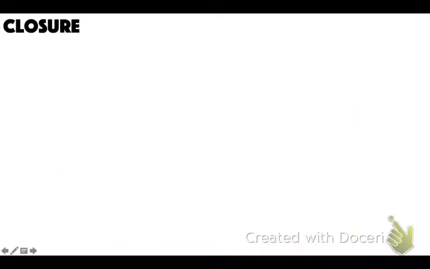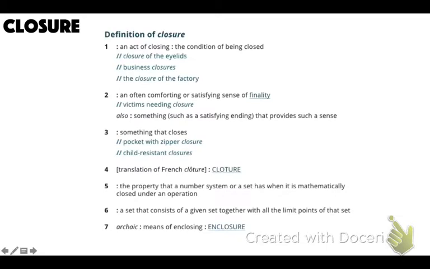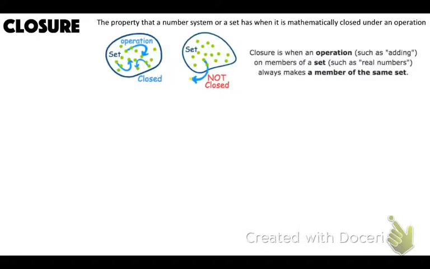Closure. Okay, this is the last thing. So we have all these different definitions of closure. You can think of closure as like you just broke up with your boyfriend and you need to talk so that you can have that closure. Or it's like closing the door or whatever. But in math, it's the property that a number system or set has when it's mathematically closed under an operation. And what that means is that if you apply an operation to a set of numbers, you're going to get a number in that same exact set.